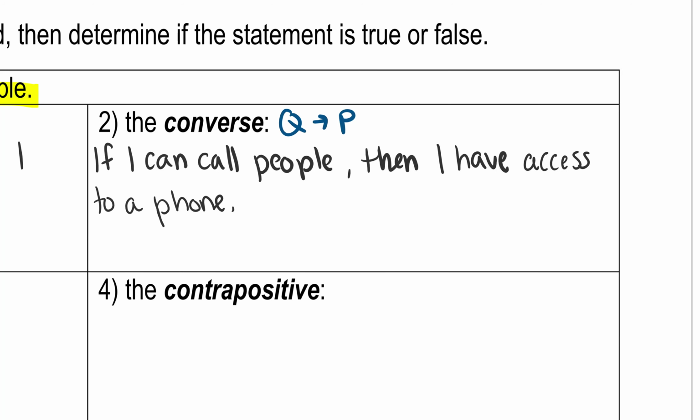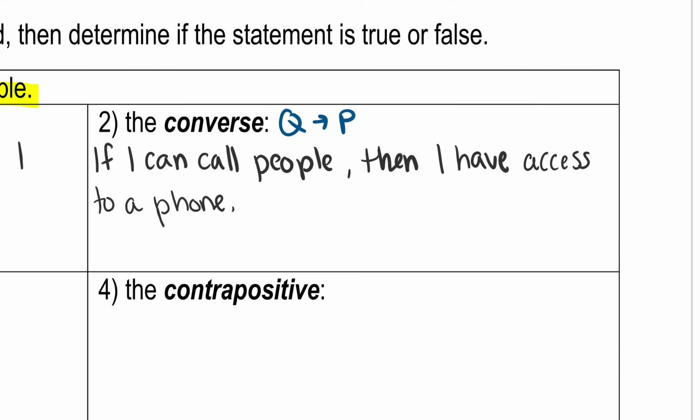This statement, if I can call people, then I have access to a phone. That's true. But can you say, if I can call people, then I don't have access to a phone? Well, that's not true. There's no way that's possible. You can't say that you can call people, but you don't have access to a phone. That would not make any sense. That would never work.